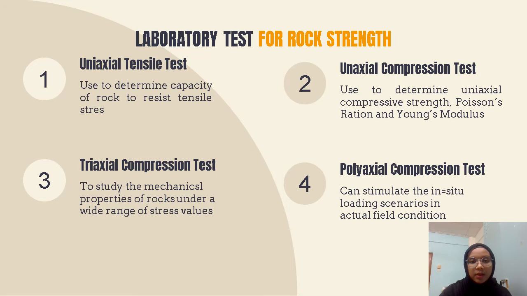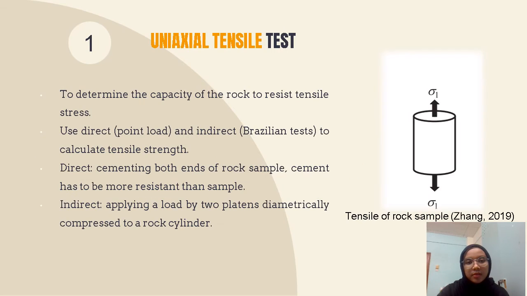The tests include the axial tensile test, axial compression test, triaxial compression test, and also polyaxial compression test. The first test is an axial tensile test, which is used to determine the rock's capacity to resist tensile stress. It can be determined using direct and indirect methods to calculate tensile strength.